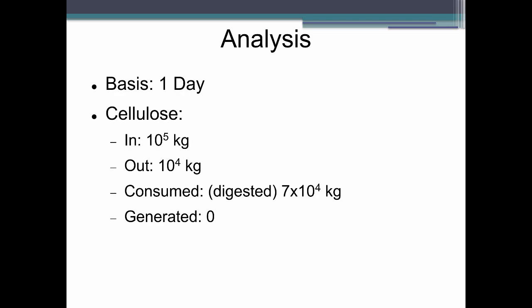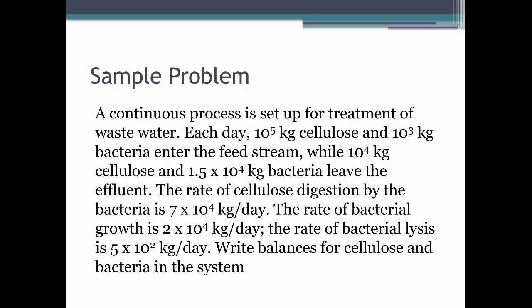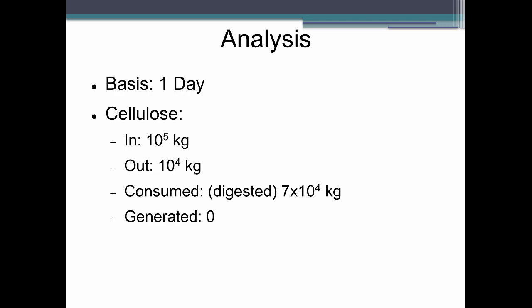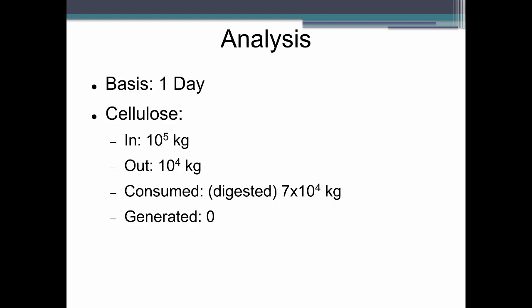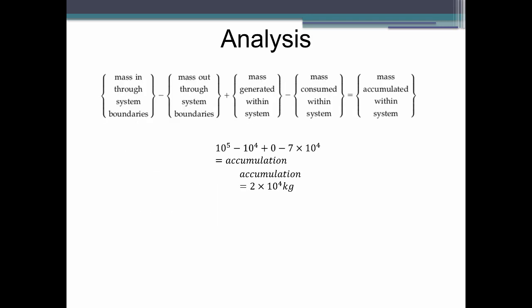So you do not mix up cellulose and the bacteria. Cellulose is for cellulose, bacteria is for bacteria. So that is one important thing to look out for. Now, you have coming in 10 to the 5th kilograms, coming out you have 10 to the 4th kilograms. The amount consumed, the keyword here is digestion. So you have cellulose digestion, 7 times 10 to the 4th. And then there is no generation of new cellulose inside.